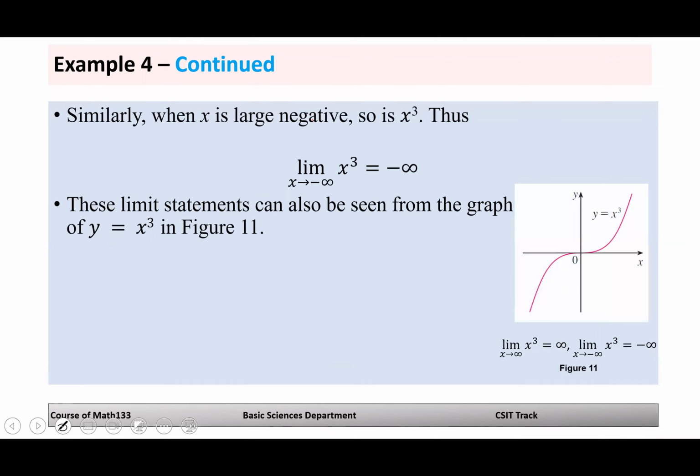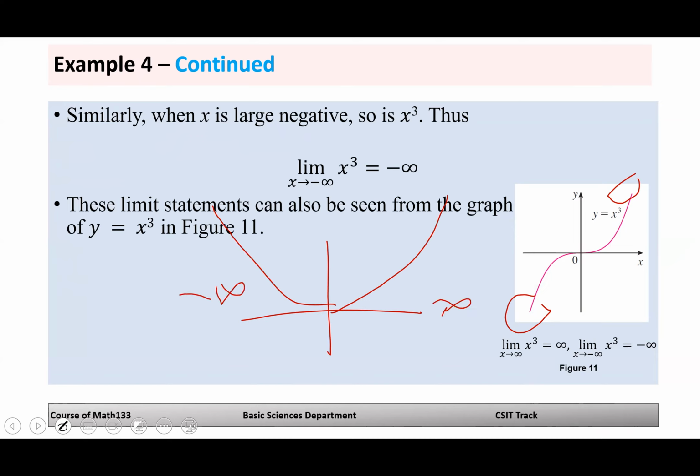So for x cubed, we know the graph of the function, and we clearly have that when x approaches infinity, the limit is infinity, and when x approaches minus infinity, it is going to minus infinity. It's not the case for x squared, for example. When you draw x squared, it looks like that. So both in plus infinity and in minus infinity, the limit is going to infinity.